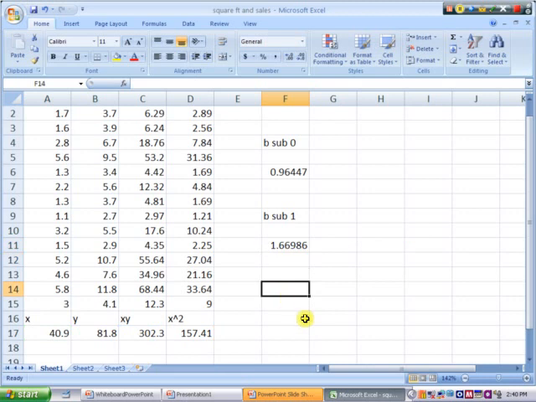Now you have to write your whole equation. Your whole equation would say y equals b sub 0, which we're going to round off to 0.96, plus, now b sub 1, let's call that 1.67, 1.67x, and that's your regression equation. That's the equation of your regression line. So y equals 0.96 plus 1.67x.